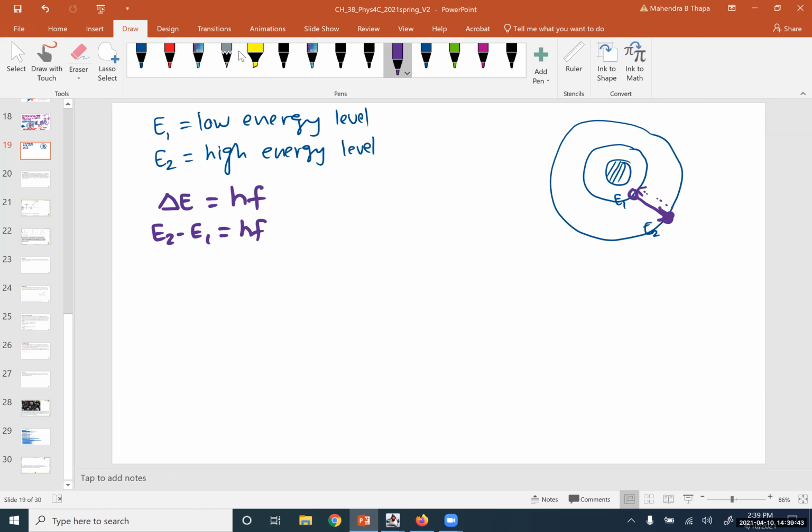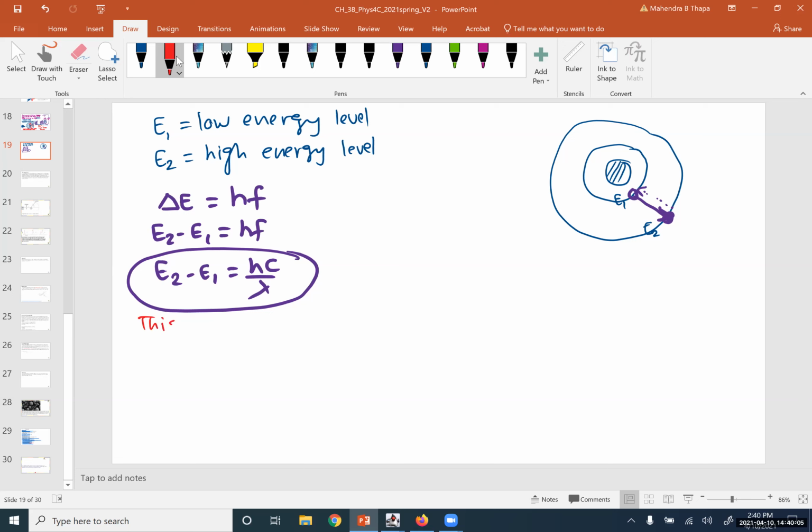Okay, so we can say here this E2 minus E1 equals h times c over lambda. So this is the energy released in the form of X-ray. This would be the energy of X-ray produced.